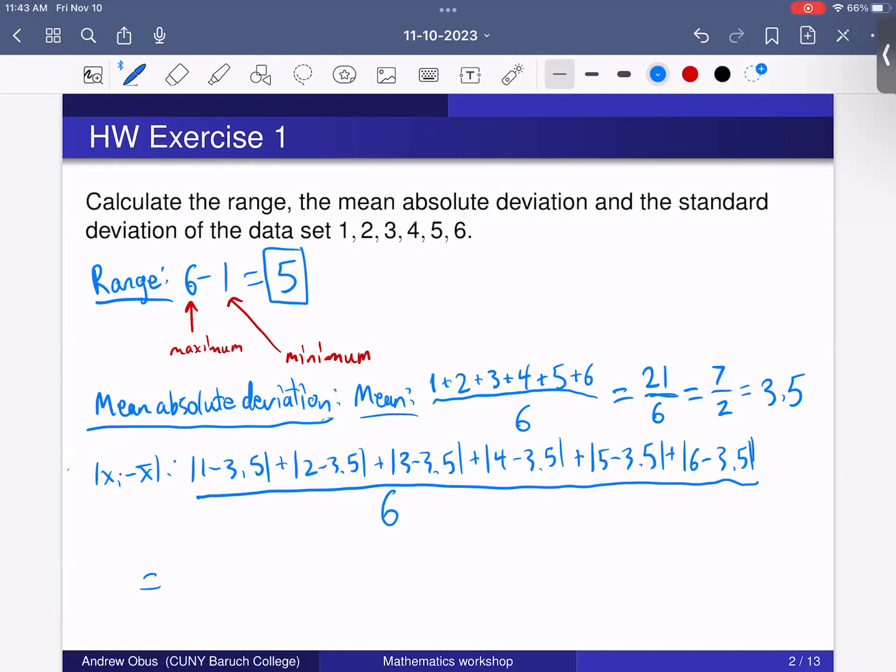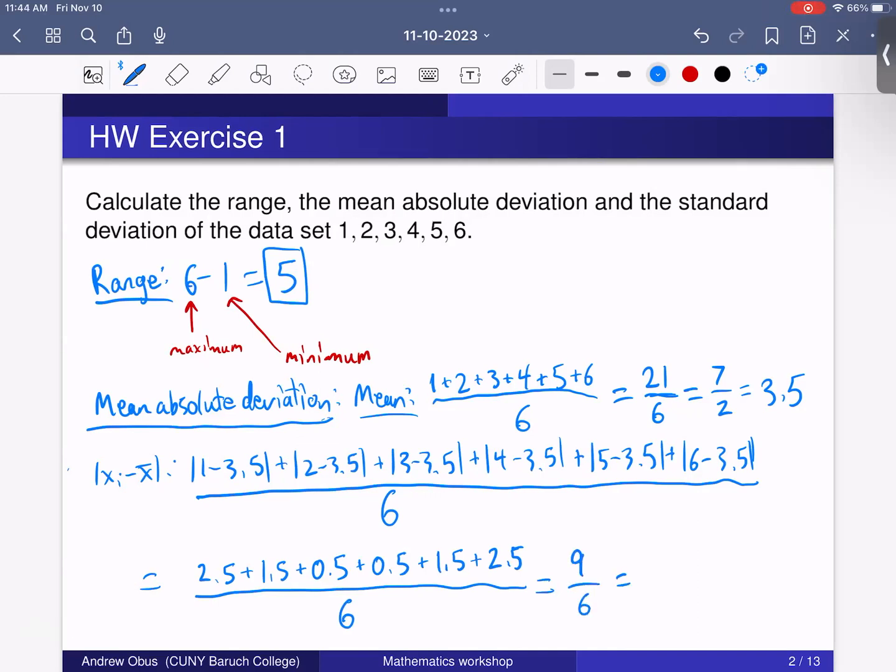We get -2.5, but with the absolute value we have positive 2.5, then 1.5, 0.5, 0.5, 1.5, and 2.5, over 6. It's equal to 9 over 6, which is equal to 1.5. Perfect. So the mean absolute deviation here is 1.5.